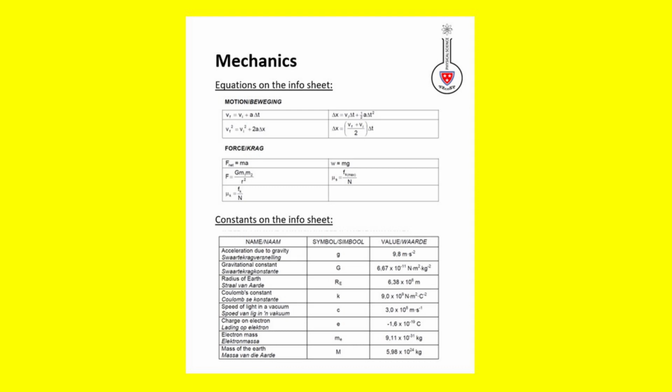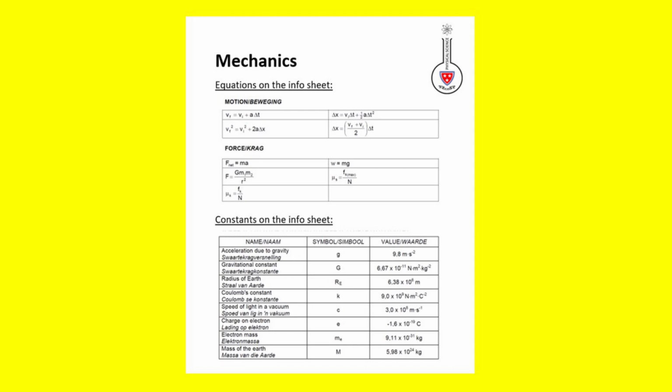We also have a whole bunch of constants: acceleration of gravity on Earth, gravitational constants, the radius of the Earth, which we do sometimes need in Newton's law of universal gravitation, then Coulomb's constant, speed of light, charge on an electron, mass of an electron. Those aren't really relevant in this section, although a mass of an electron could be.